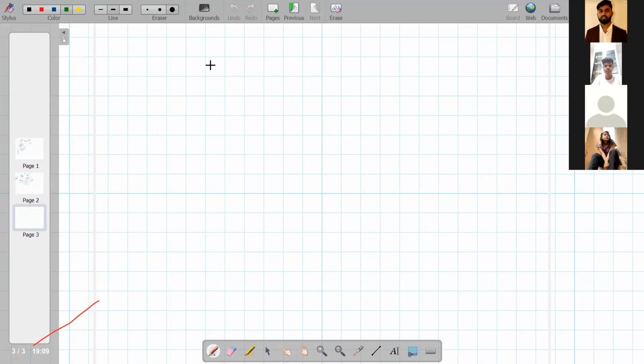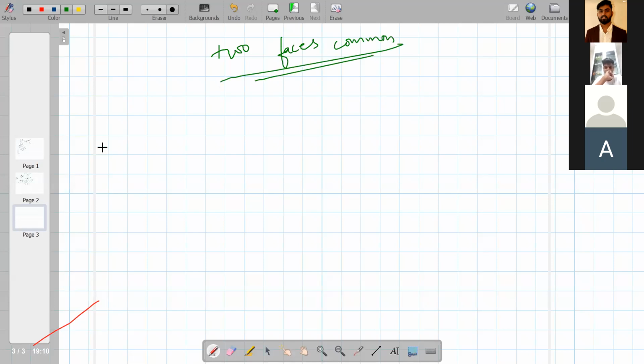Now let's go to a scenario where you do not have one face common, you have two faces common. Let's say the cases where two faces are common. What happens when two faces are common? Now, let's give an example.